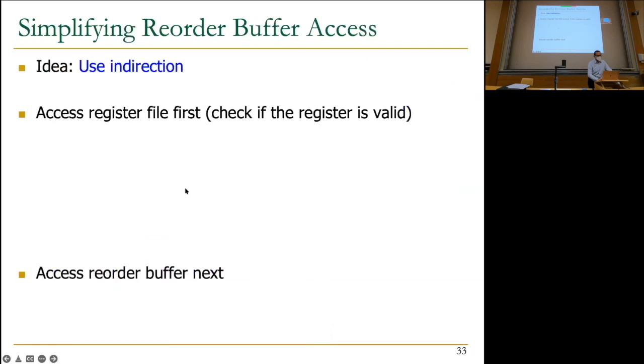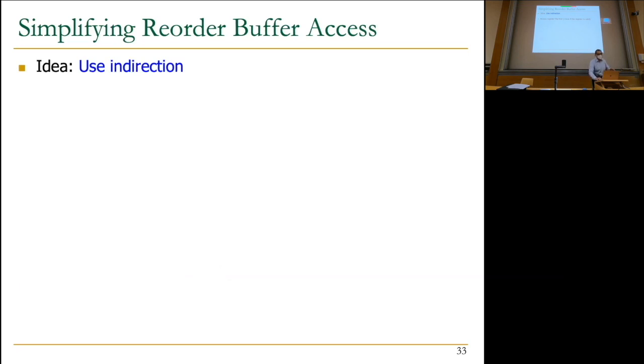So there's another way of doing things. Basically, let's simplify the reorder buffer access. The idea is to use indirection. And the idea is to access the register file first, check whether the register is valid, when you're decoding an instruction, when you want to actually figure out what the source values are. Access the register file first, as opposed to accessing them concurrently, right?